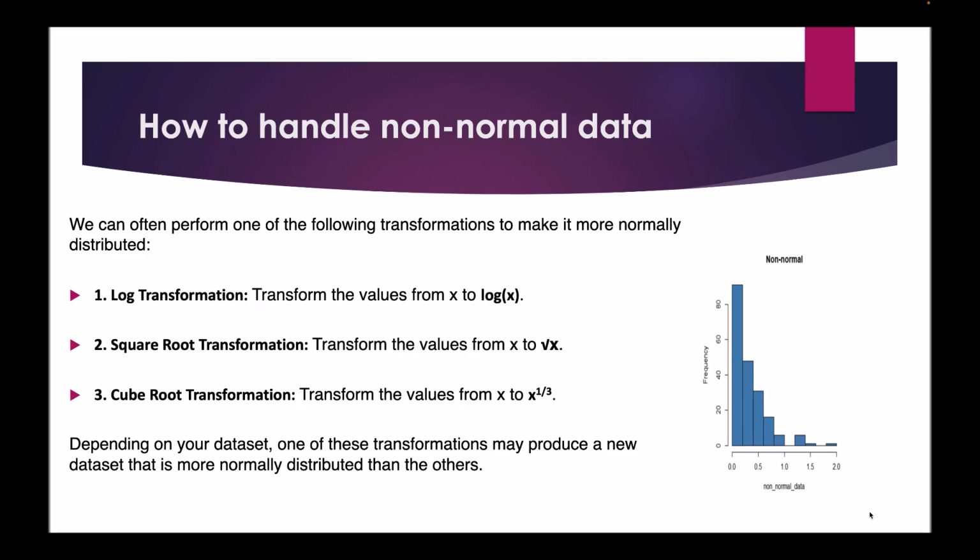And as we know, a lot of statistical tests, such as t-tests, have the assumption that your data is normally distributed. So we may want to do a number of transformations to see if we can help our data meet this assumption. Some transformations that we can do include log transformation, square root transformation, and cube root transformation. And depending on your data set, one of these types of transformations may produce data that is more normally distributed than the others. And so during this tutorial, we'll go through how to do each of these on R.